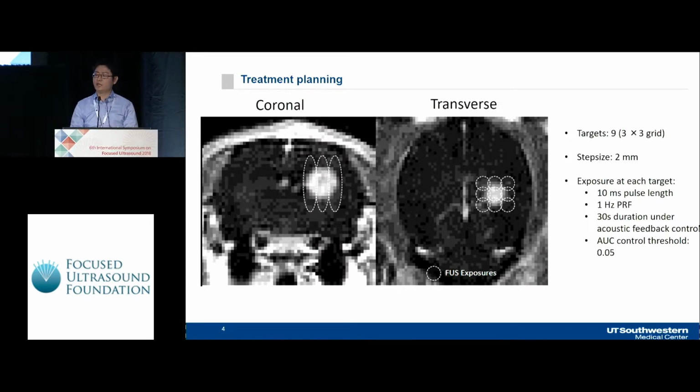Here are some T1-weighted contrast-enhanced images showing us the tumor in both coronal and transverse view. It also shows us the ultrasound exposure pattern. Basically, we applied the ultrasound exposures in a 3x3 grid manner with 2 millimeter spacing, trying to cover both tumoral and peritumoral region. The exposure at each target is a 10 millisecond burst with 1 Hz pulse repetition frequency and 30 seconds duration under real-time acoustic feedback control.